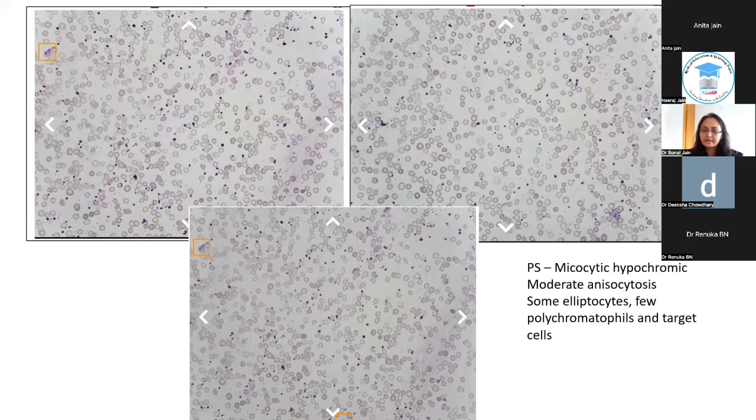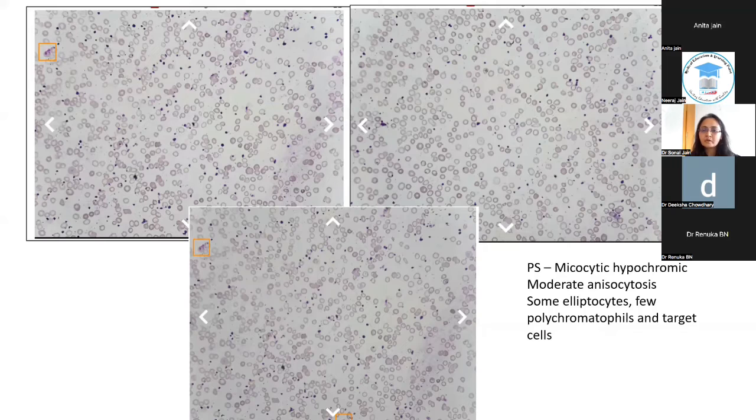And this is the peripheral smear. How do we describe this peripheral smear? If I go into how we report a smear, we have to report it under all heads: RBCs, WBCs, platelets, hemoparasites, and anything additional that you see. But what I've done is pick up only the salient features in the smear. These are microcytic hypochromic red cells with moderate anisocytosis. That is, the cells are of different sizes.